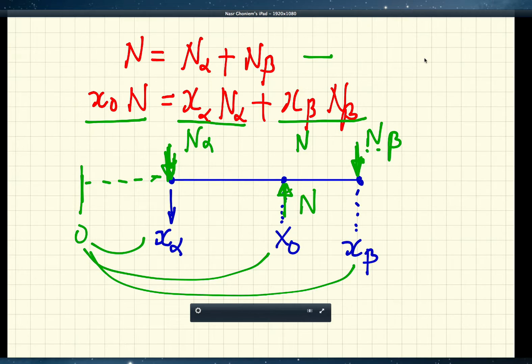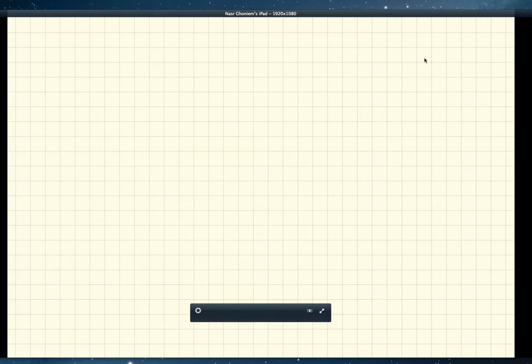So with that, we know now that the ratio is basically the equilibrium of a teeter-totter. The teeter-totter is right here, and the fulcrum is at N, and then you have the two forces on both ends, N alpha and N beta. So N alpha times this distance should be equal to N beta times this distance. It's as simple as that. So with this, we can now write equations for the fractions.